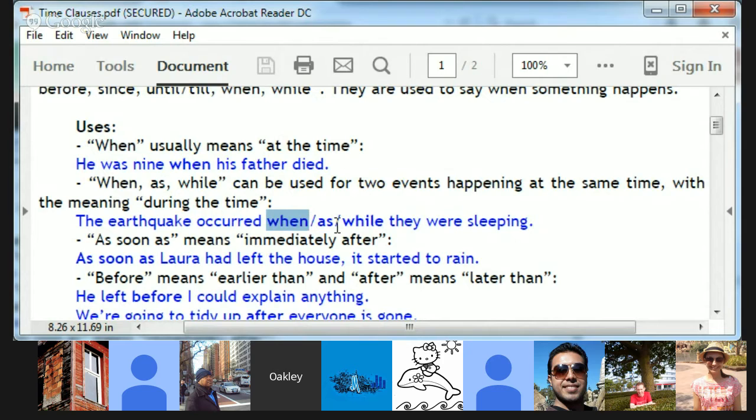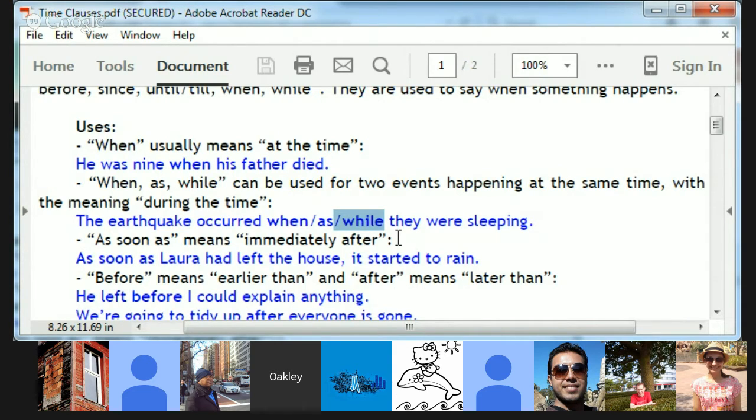I wouldn't put it in front of the continuous verb. Frankly, because it makes more sense, being that when means at the time, and while always means during the time. So it's just easier to understand.